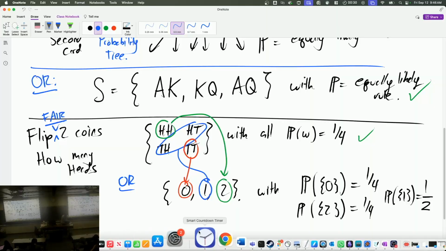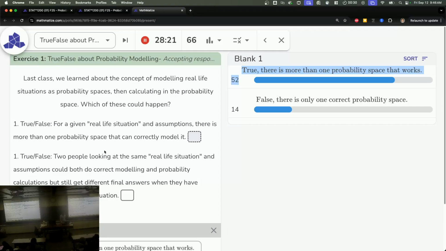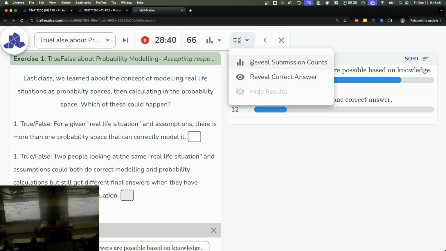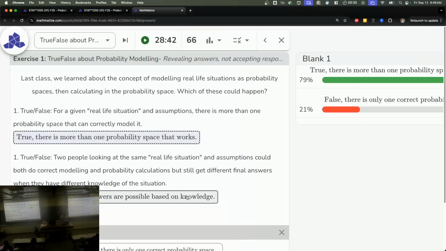There were 2 tricky true-false questions in the warm-up problem. The true-false: 2 people looking at the same real-life situation and assumptions could both do correct modeling and probability calculations, so both people are answering correctly and not making any mistakes, but they get different final answers when they have different knowledge of the situation. And this one is also true. Most people figured this one out. So the correct answer is true and true, which most people got, which is excellent.